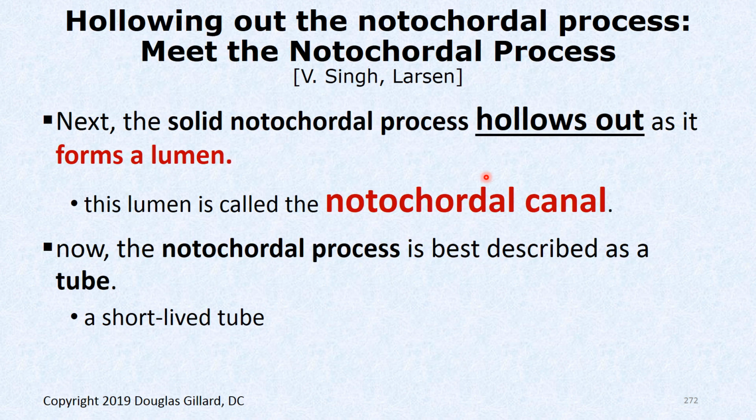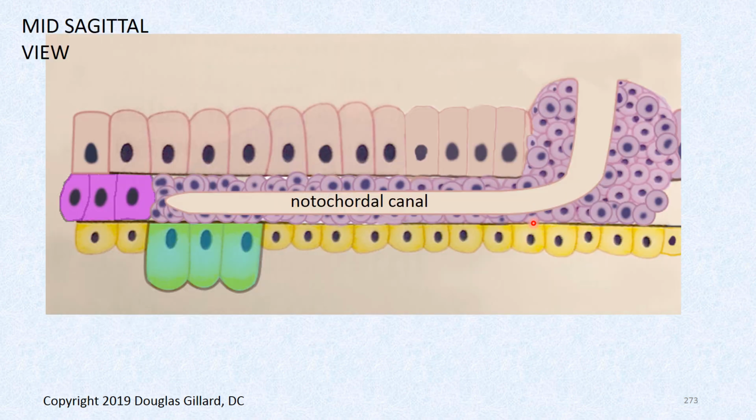Okay, then we get this weird phenomenon. The notochordal process becomes hollow, which forms a lumen, and that lumen is called the notochordal canal. So we're kind of maturing, building the final notochord. To do that, we need to hollow out that cavity to form a notochordal canal. Okay, so here, let's hollow it out.